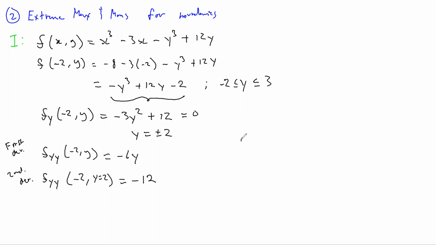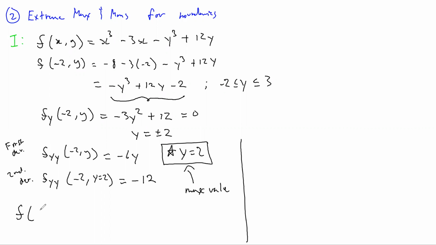So let's put this up. This is at y is equal to 2. This is going to be a max value, right? So if we actually figure out what the point is going to be, it's going to be the same thing as f of -2 comma 2, which is the same thing as -8 plus 24 minus 2.